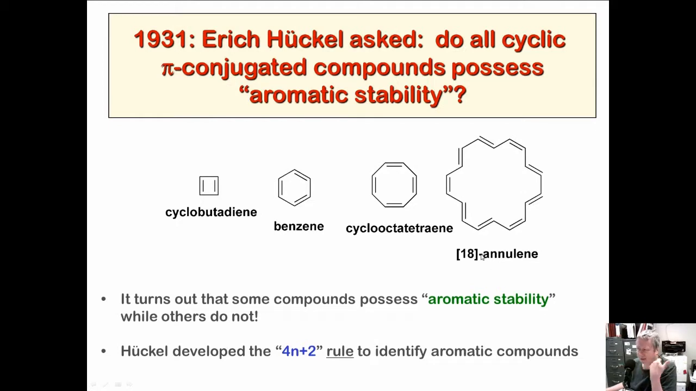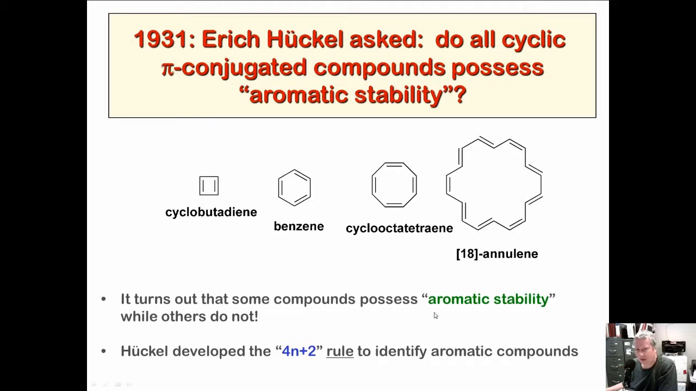It's [18]annulene. What do you think 18 means? It's the number of carbon atoms, right? It's an 18-member ring. Let's see. 1, 2, 3, 4, 5, 6, 7, 8, 9, 10, 11, 12, 13, 14, 15, 16, 17, 18. And I started on this one, so 1. So that's what the 18 means. [18]annulene is just a large ring with a bunch of double bonds in it. So it turns out that some compounds possess this thing called aromatic stability. So they're stable, not super reactive.